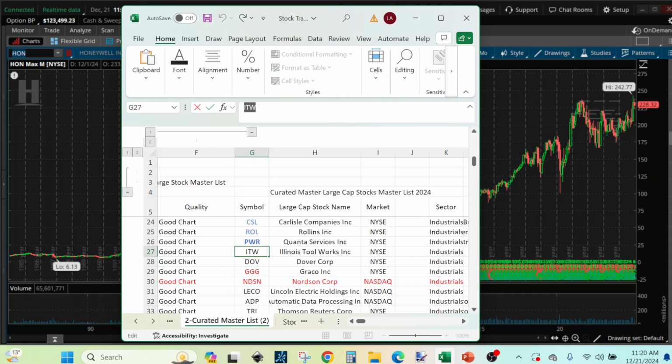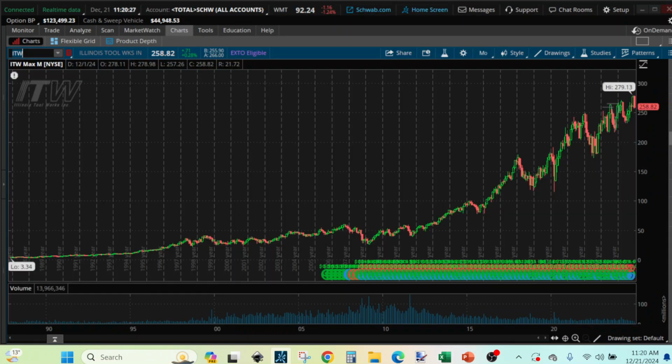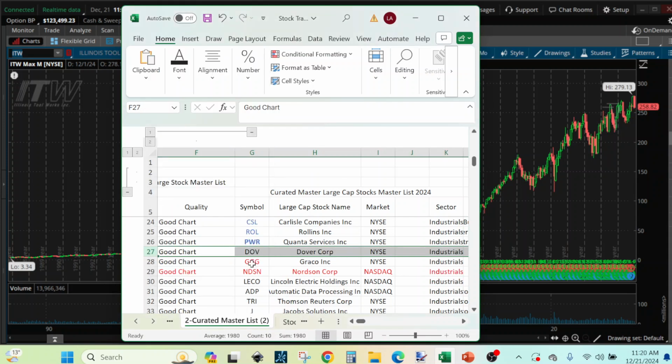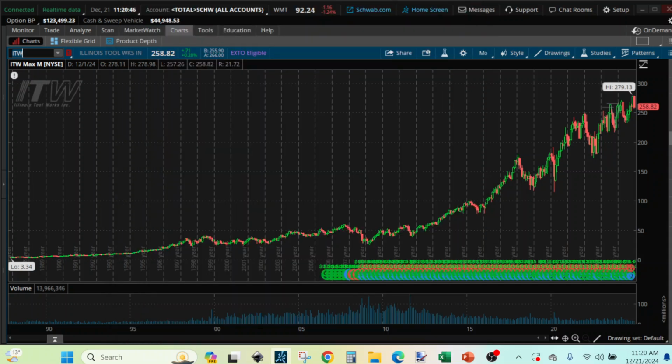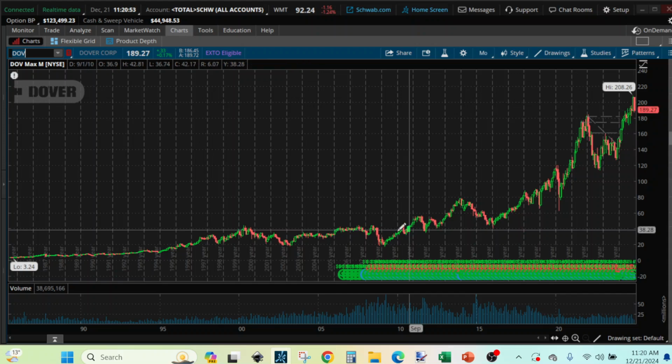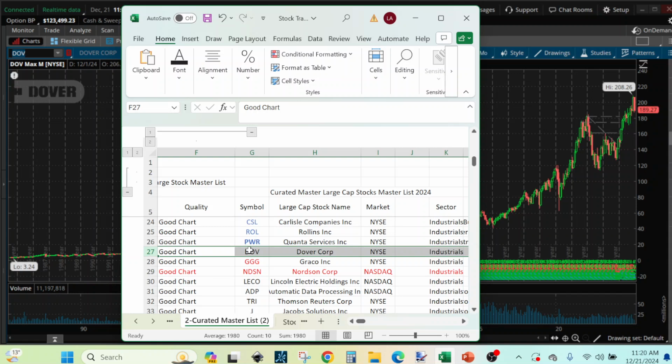The price is below prior year highs, so it's out, but it's barely there though, but it's out. DOV, the price is above prior year high, so it's a keeper.